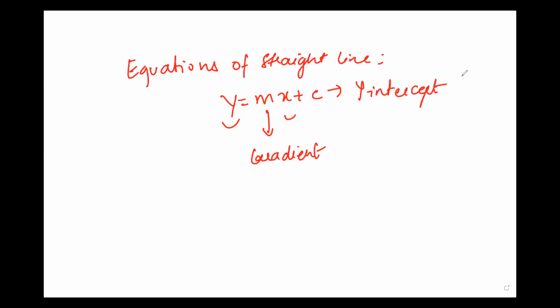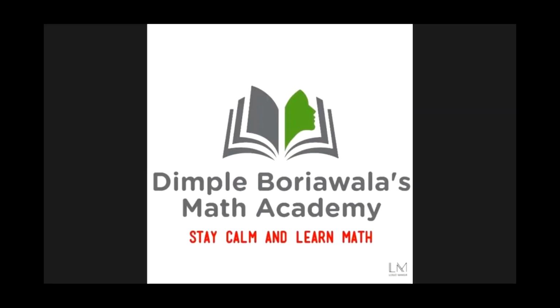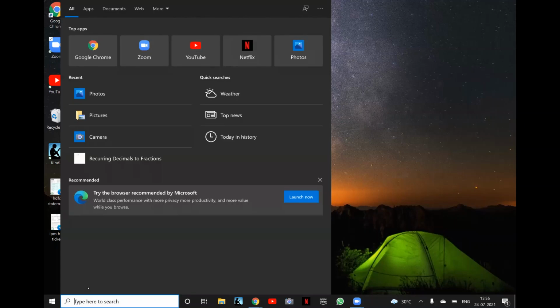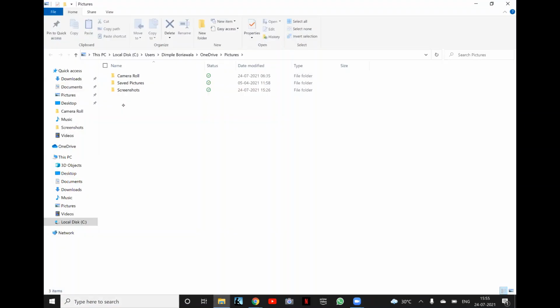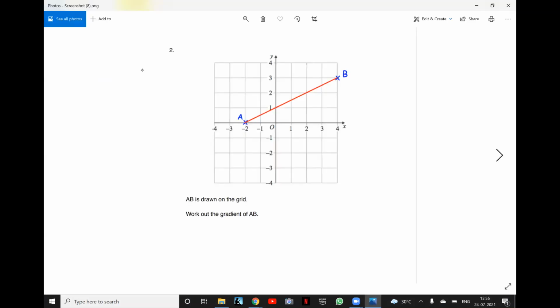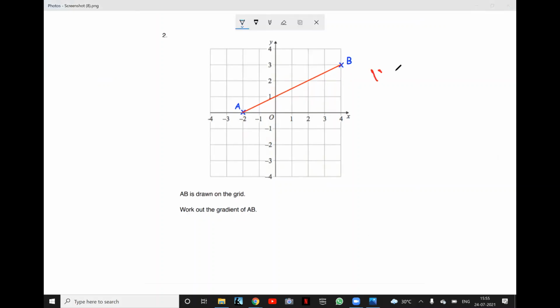So now let me show you something important. Let me show one graph which will help you understand this in a much better manner. So see, for example, if I have to do this sum, as I said, gradient is indicated by the formula rise over run. What is rise? Rise is equal to y2 minus y1 upon x2 minus x1.